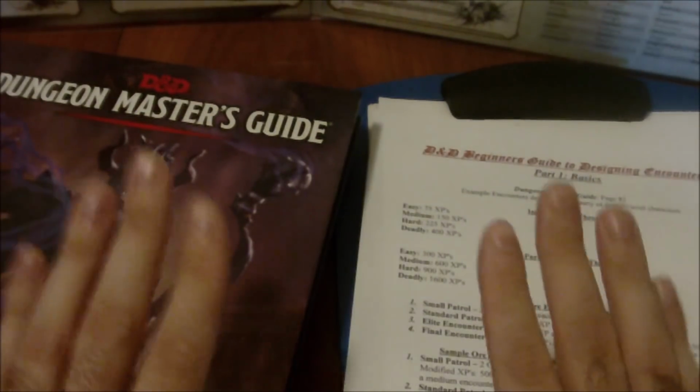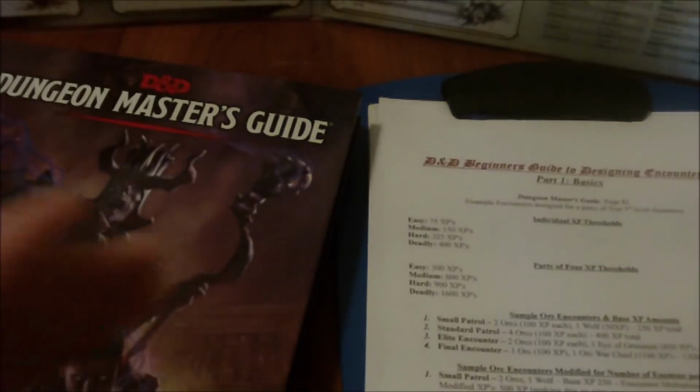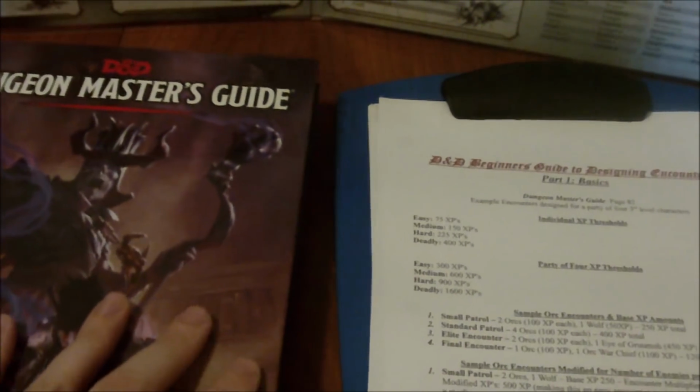So I hope you found this video helpful. Be sure to check out part 2. So this was basically designing encounters. This was the basics. This is the meat and potatoes of putting some creatures together and determining what kind of difficulty it's going to be for the group.